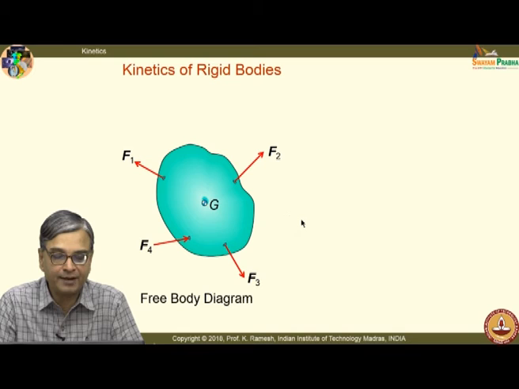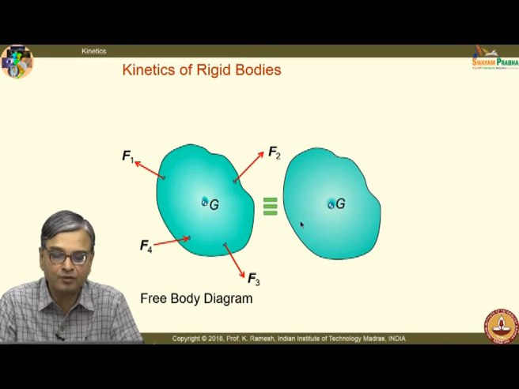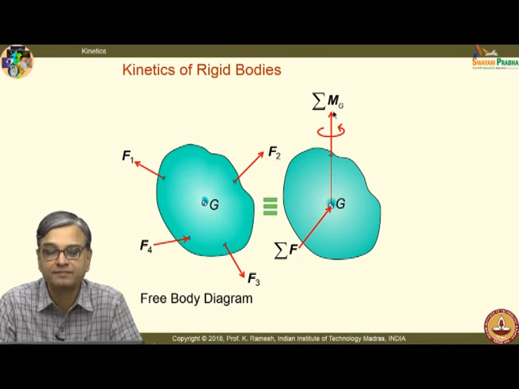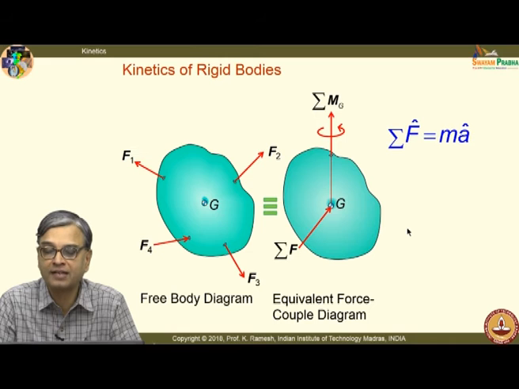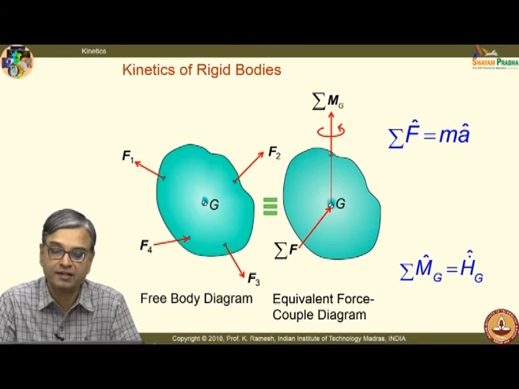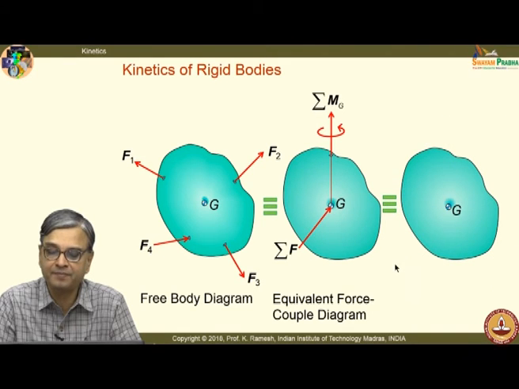So, this is a free body diagram, and this is equivalent to saying that this has a summation of forces as well as a summation of moments. Thus, this has a translation as well as a rotation, and you have this as an equivalent force couple diagram. And you also bring in another terminology here. You call something a kinetic diagram. Okay. And I have this as a kinetic diagram.